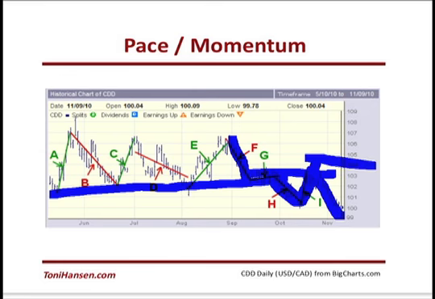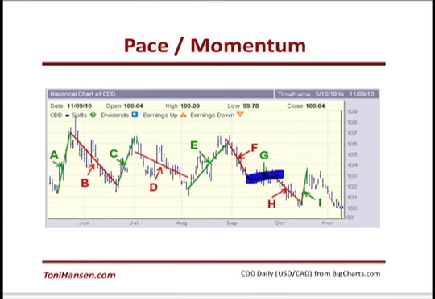So you really want to pay attention to what the pace or the momentum is. Ideally, the best strategies, when this had broken here, it would have fallen at least as fast as F, if not faster, to provide you with that confirmation that you're going to see that great follow-through coming out of it.